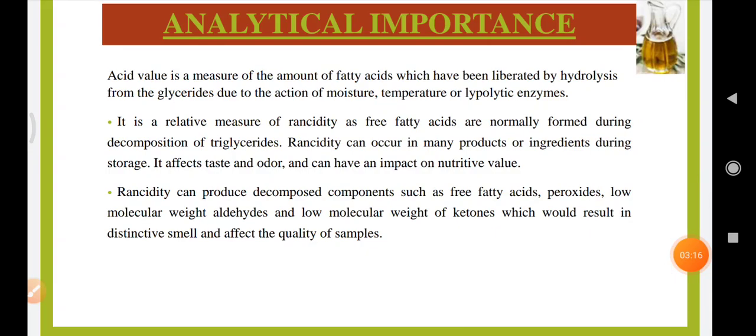So, the analytical importance of acid value is to measure whether the oil has become rancid or not. As we all know, if the oil becomes rancid or the color of the oil changes to black, then it cannot be used for cooking or other purposes.